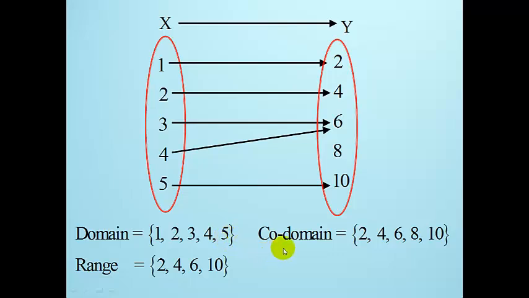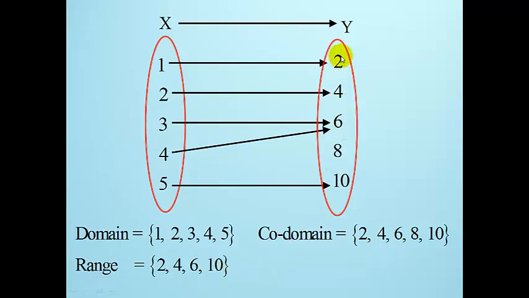Now we also said that the codomain is the set of the elements of Y. The codomain is the set of the elements of Y. And the elements in Y are 2, 4, 6, 8, 10. So the codomain equals 2, 4, 6, 8, 10. And the range are the images.